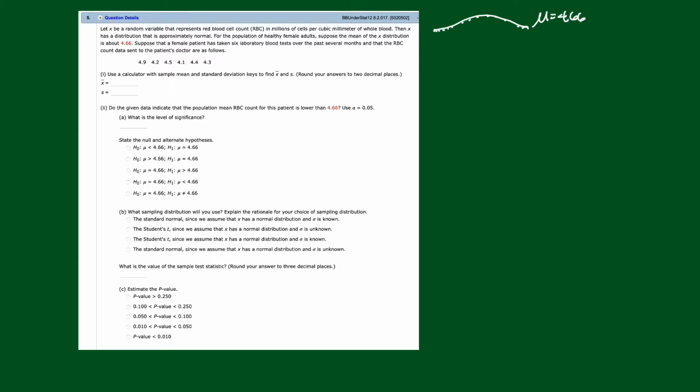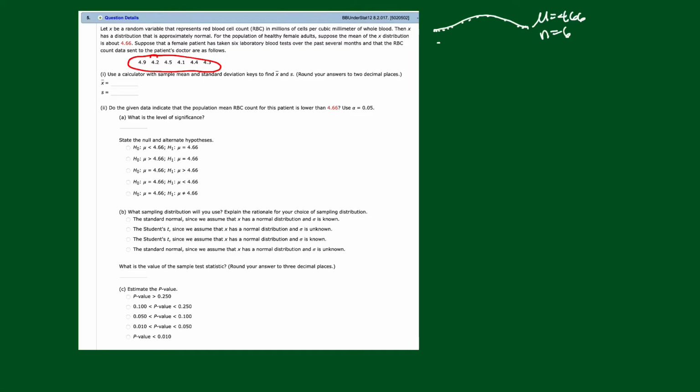And then suppose a female patient has taken 6, so n is equal to 6, lab tests over the last several months and has come out with these numbers right here. Now what we want to do is get X bar and S. And we know how to do this on our calculator, so let's put these numbers into list 1.